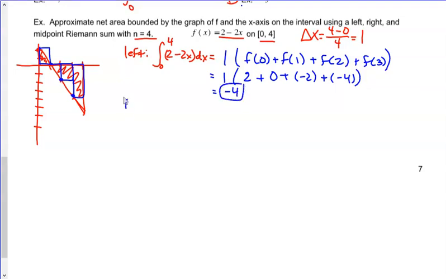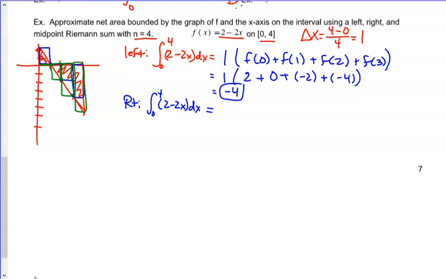If I want the right Riemann sum, as they are asking for me, I still have the same integral notation; we are just calculating it with the right Riemann sum this time. Now, with the right Riemann sum, it would change here. Let me change to a different color. A right Riemann sum would be at 1. There's my first rectangle. Here's my second rectangle. Here's my third rectangle. And here would be my fourth rectangle.